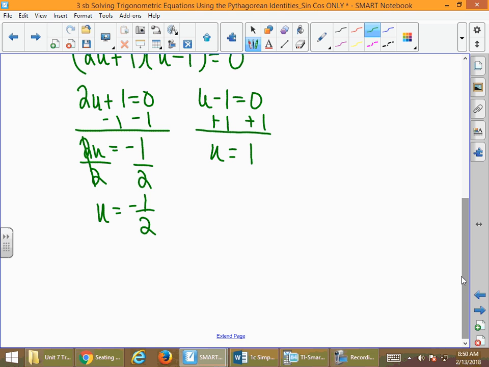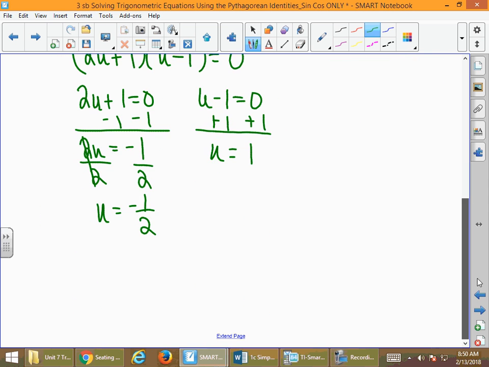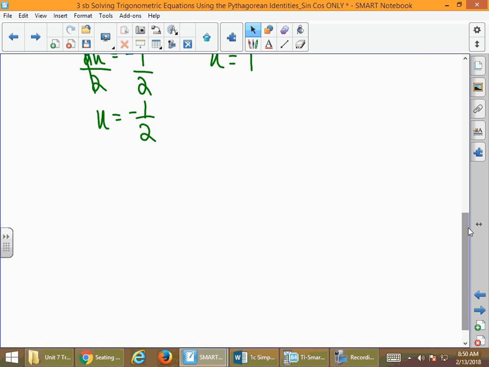Remember, we don't care what u is. We're looking to see what u represents, which is way back here. It's the sine of theta. Now what we need to fill in is that this is the sine of theta equals negative 1/2.